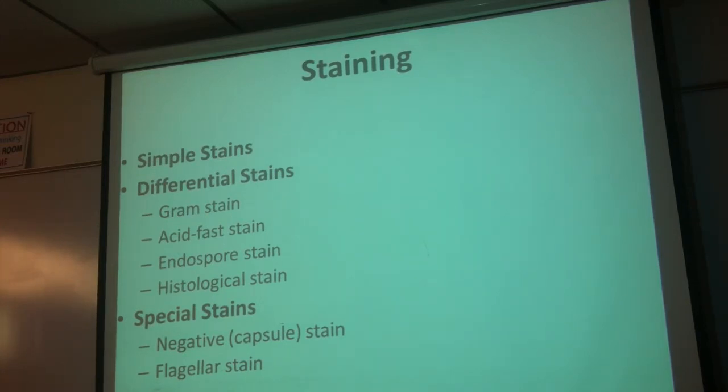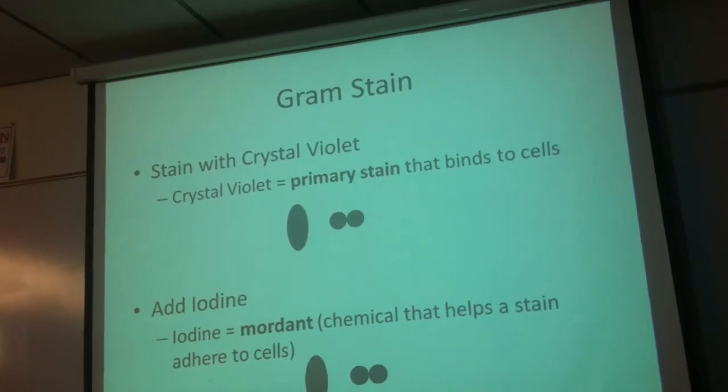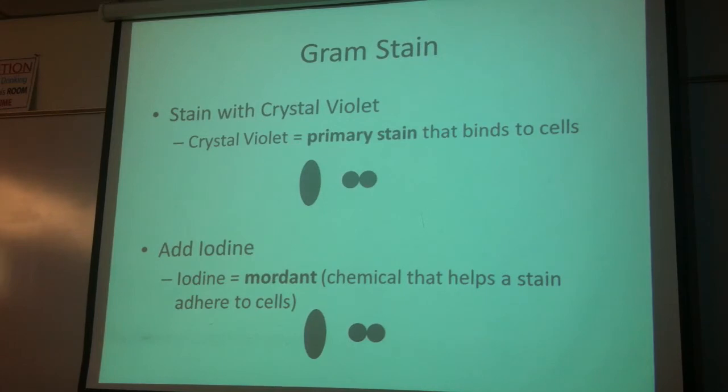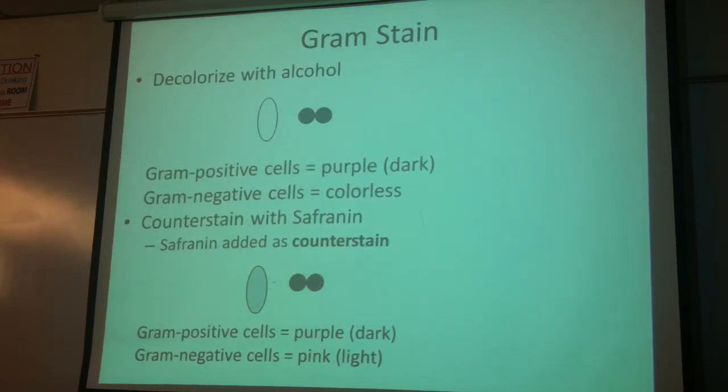Now, differential stains: the Gram stain. This is what you're going to be doing tomorrow. You stain with crystal violet, the primary stain, which binds to the cells. You then add iodine, the mordant, the chemical that helps the stain adhere to the cells. Flood the smear with the primary stain, rinse it away, flood the smear with the mordant, rinse that away. Then decolorize with alcohol.